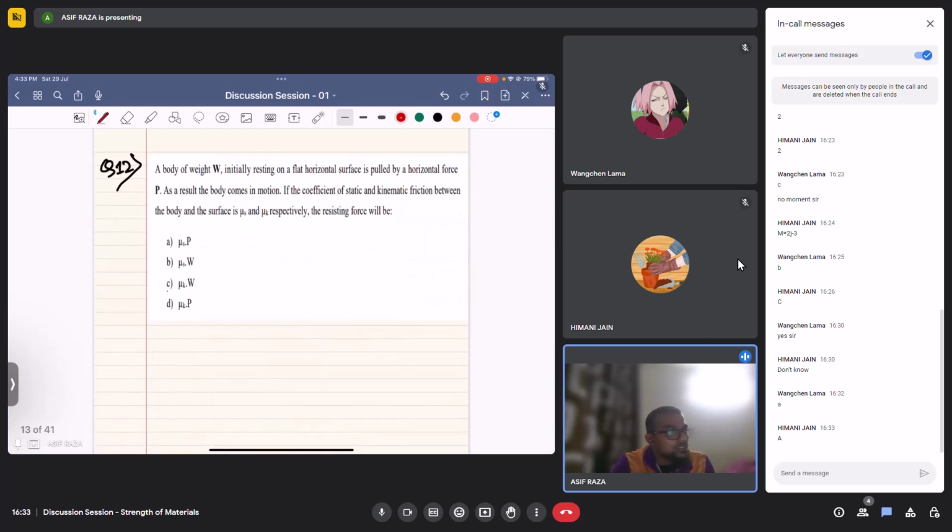Okay, next question pertaining to motion. A body of weight W initially rests on a flat horizontal surface and is pulled by a horizontal force P. As a result, the body comes in motion. If the coefficient of static and kinematic friction between the body and the surface is μs and μk respectively, the resisting force will be: the options are μs P, μs times W, μk times W, and μk times P. Better observe that μs is the coefficient of static friction, and μk is the coefficient of kinematic friction.